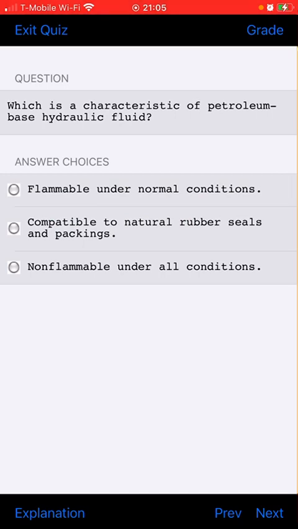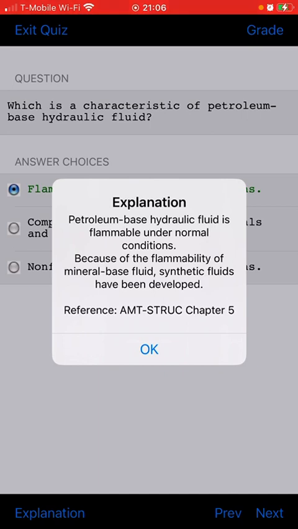Which is a characteristic of petroleum-based hydraulic fluid? Petroleum, you know that's natural right there. Flammable under normal conditions. Yes, it's like petroleum, okay? Let's not get too deep into this, but let's read the explanation, guys. Petroleum-based hydraulic fluid is flammable under normal conditions because of the flammability of the material. Mineral-based fluids, synthetic fluids have been developed.